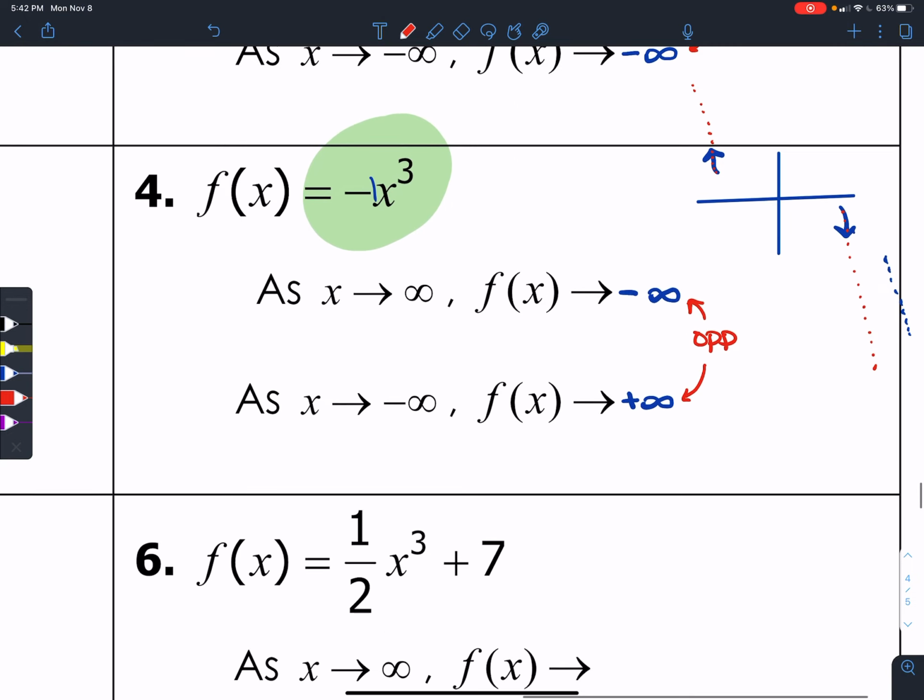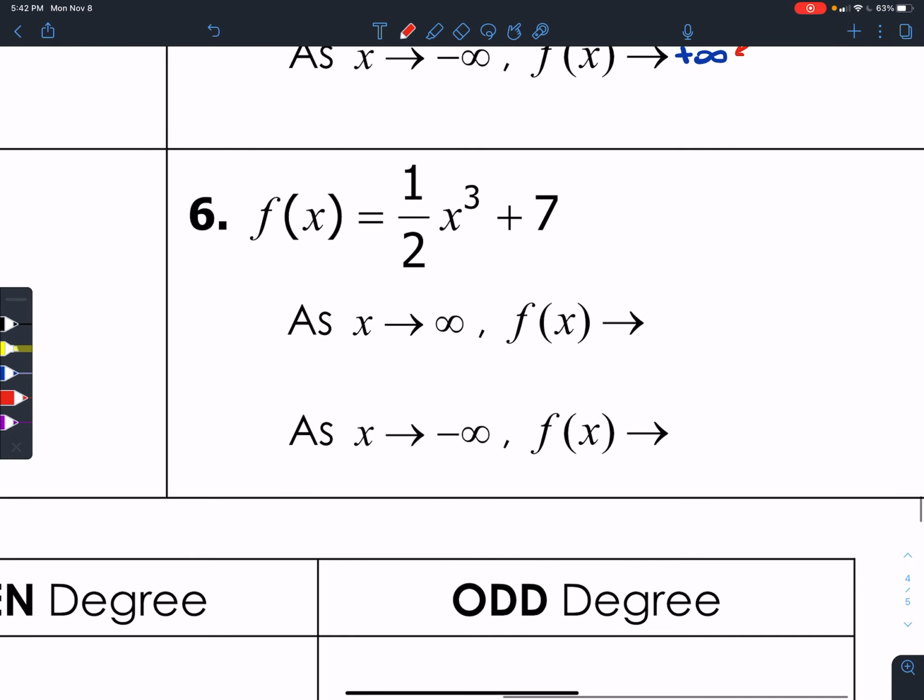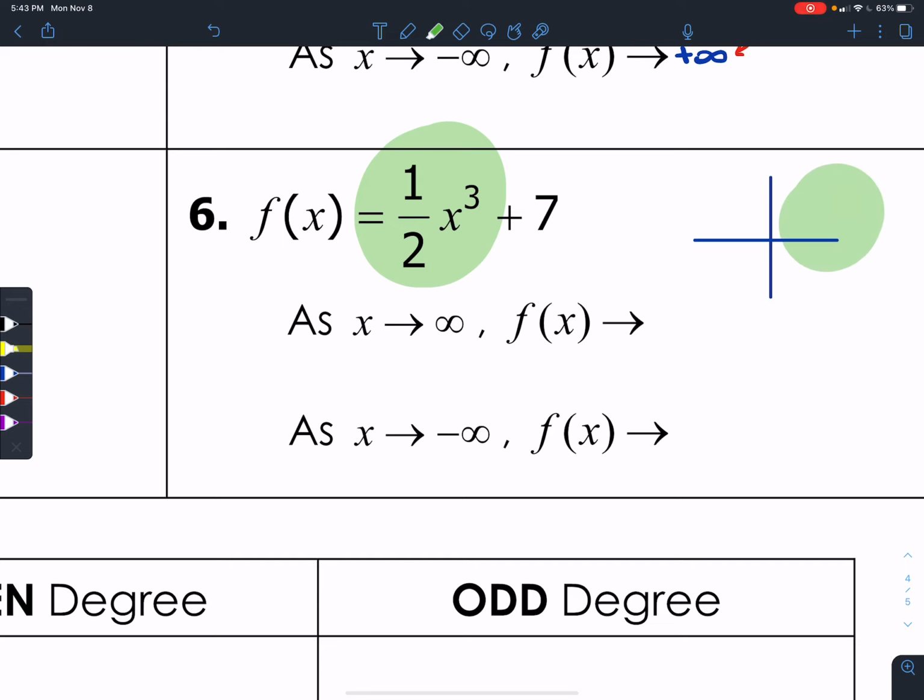So let's look at this last one that we're going to be doing here. So I have 1/2 x to the third. My leading term is the one with the highest degree. And on this one, I can ignore that +7 because I only need this leading term. Well, 1/2 is a positive number. So that means that the right side of the graph is going to end up pointing to the positive direction for the y value.